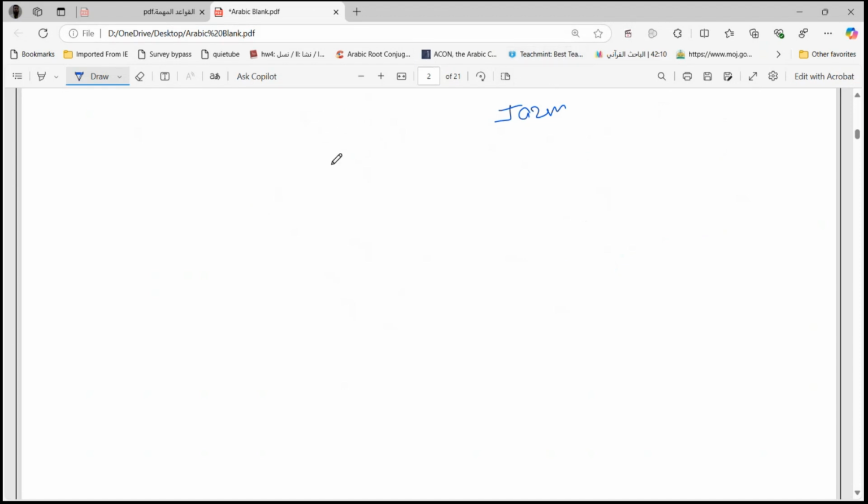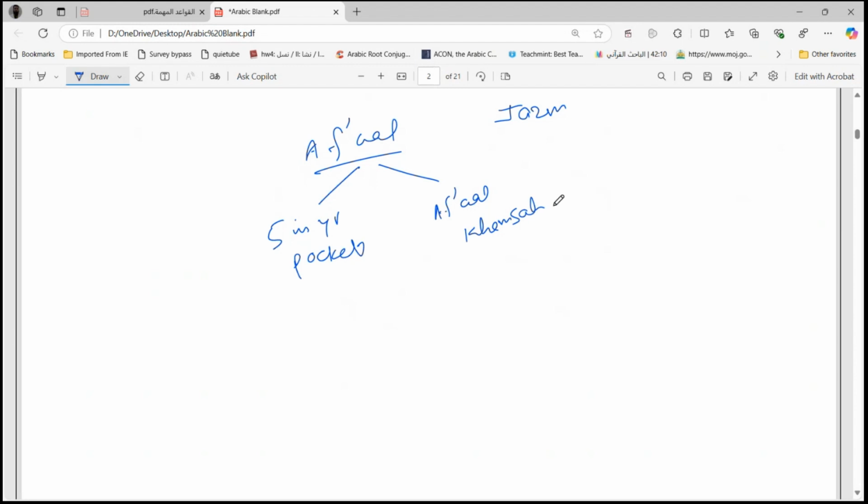Now we have af'al. Af'al are of two types. Five in your pocket, and you have al-amthilatu al-khamsa, the af'al khamsa. Noon comes and noon goes. And this is five in your pocket. These are like yaf'alu, taf'alu, taf'alu, af'alu, naf'alu. And the remaining, except for the two noonun niswa, all others are af'al al-khamsa.